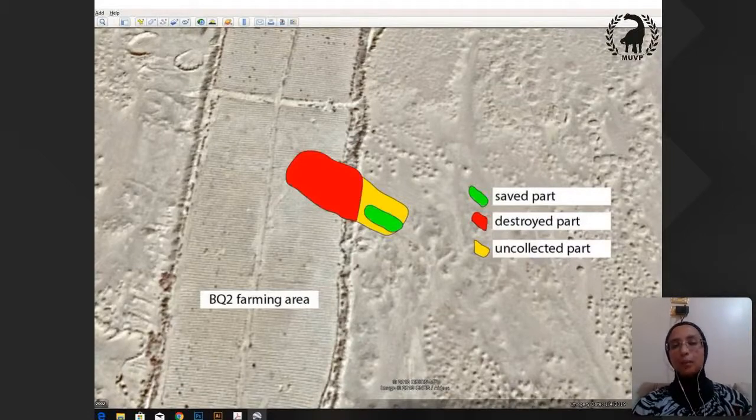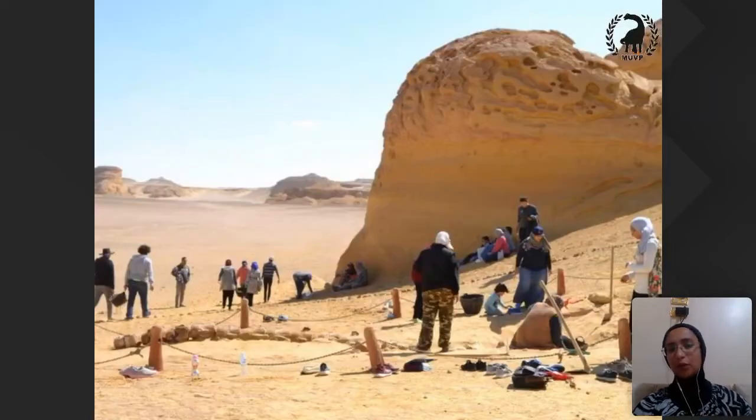But through the training program and through many students that have helped us, we have managed to save a big part of this site, and we are aiming to continue these training field trips with other students to save the other part of the site. So students know that they are working on actual fossils, and they appreciate it.